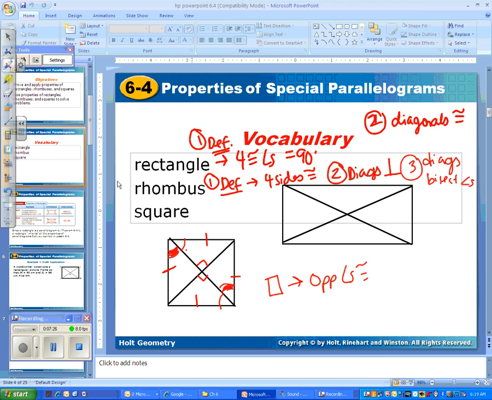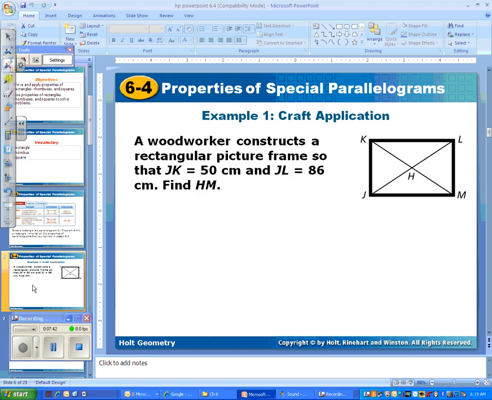And then the third special parallelogram is a square, and a square is the baby of the rectangle and the rhombus. So it has all the properties of a rectangle and all the properties of a rhombus, and it makes the square the most special parallelogram of them all. So some questions you're going to see on your homework tonight. The first ones are very, very basic. We're just using those properties.